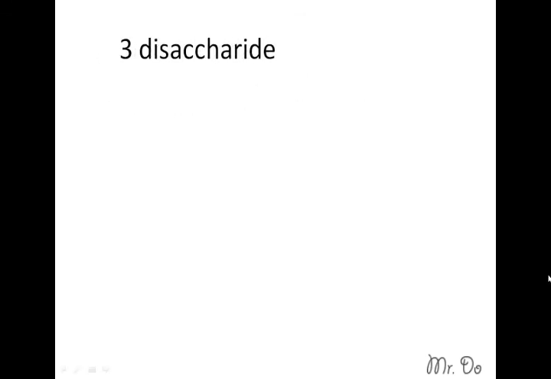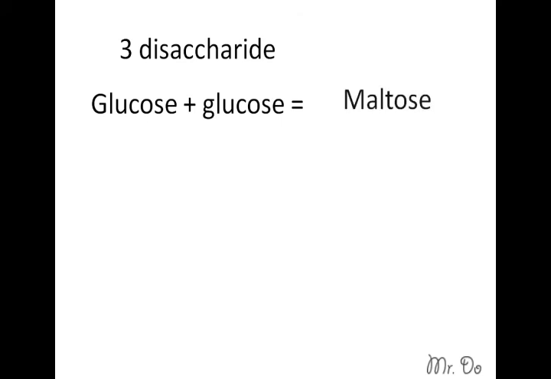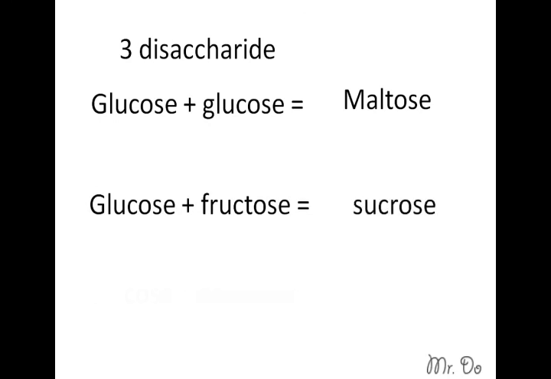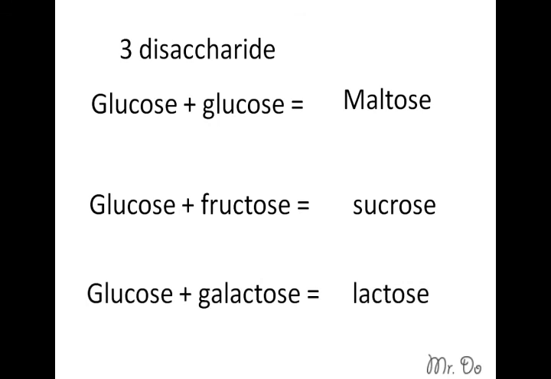So once we learn about the 3 monosaccharides, now we're going to learn about the 3 disaccharides. And they are, when you put 2 glucose together, remember what the first one I told you about? The dimer, it was called maltose. And then when you put a glucose and a fructose together, you get sucrose. And when you put a glucose and a galactose together, you get lactose. Sucrose is everyday table sugar, the one that you eat. And then lactose is the sugar in milk.